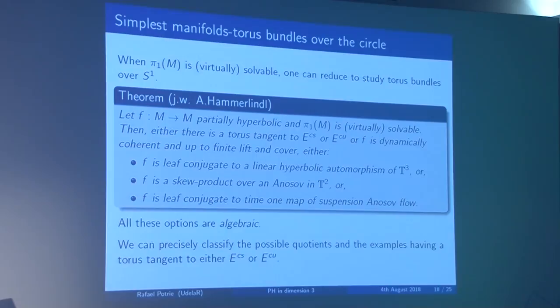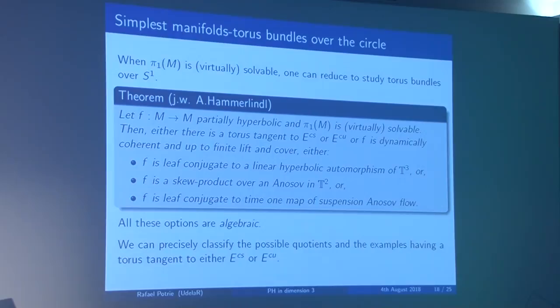is a classification result that we obtained with Andy Hammerlindel, which treats the most simple and smallest kind of manifolds, which are torus bundles over the circle. So up to some reductions that depend on many previous work, and notably what I mentioned of Burago and Ivanov, if the fundamental group of your manifold is small, meaning virtually solvable, you can reduce the study of partially hyperbolic systems to torus bundles over the circle. So meaning T3, what's called nil manifolds, or solved manifolds.